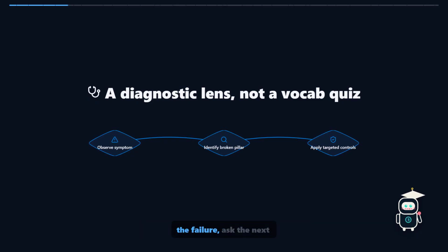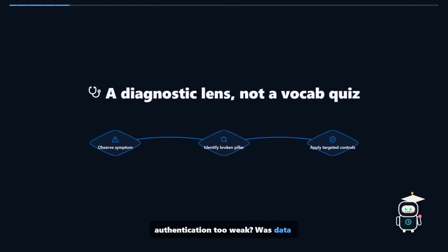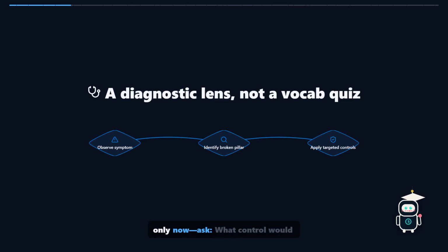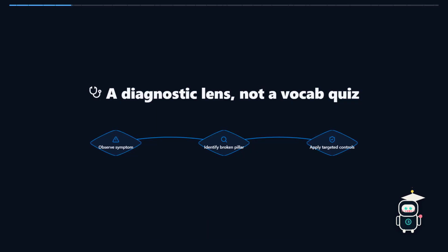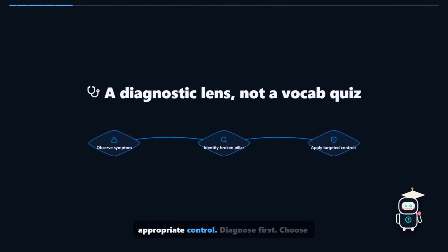Once you understand the failure, ask the next question. Why did it happen? Was access too broad? Was authentication too weak? Was data changed without detection? Was there a single point of failure? Was recovery never tested? Now, and only now, ask, what control would meaningfully address that failure? That's the workflow. Incident, security objective, failure mode, appropriate control. Diagnose first. Choose the control second.